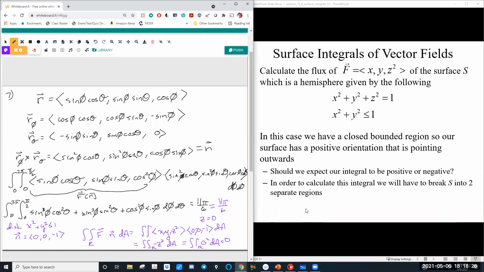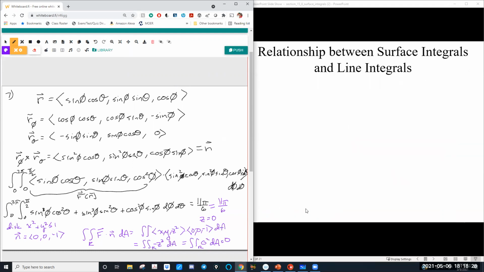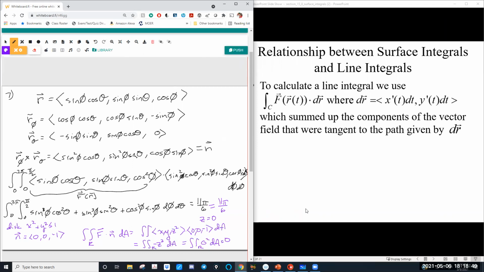All right, so we made it through the 7 examples. Just one last thing I want to talk about. And it's the relationship between surface integrals and line integrals. We already knew there was a relationship because we saw it in Green's theorem, right? Green's theorem, there was the circulation form and the divergence form. The circulation form did a line integral, the divergence form did a flux integral.